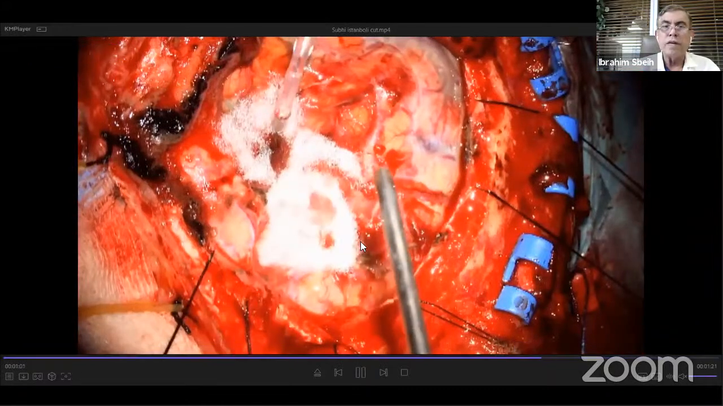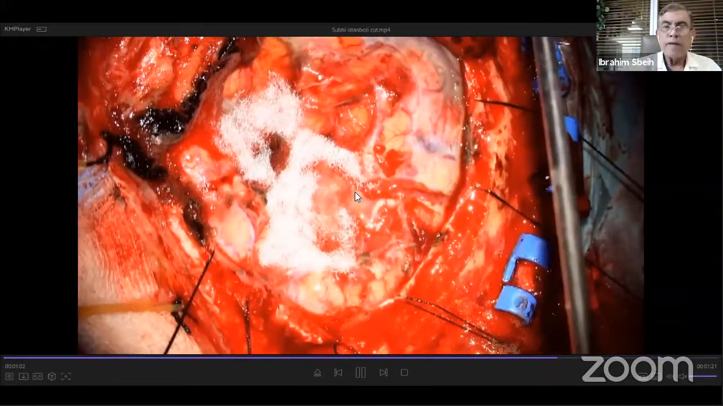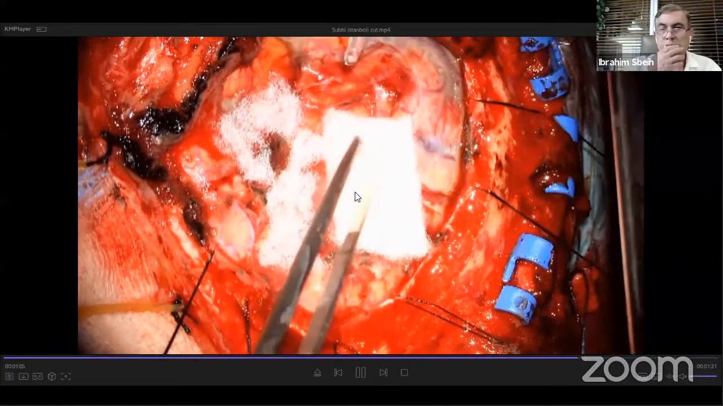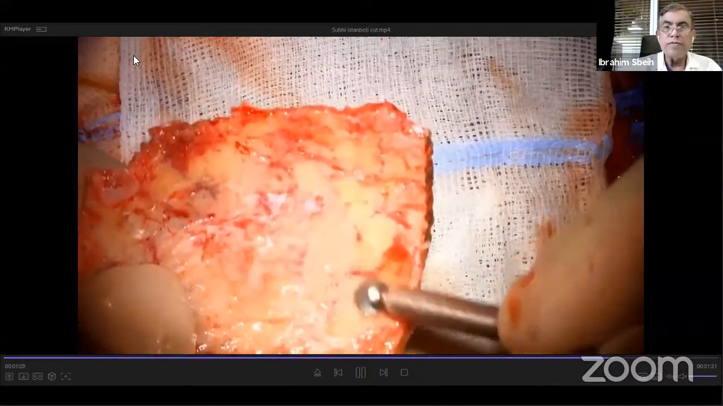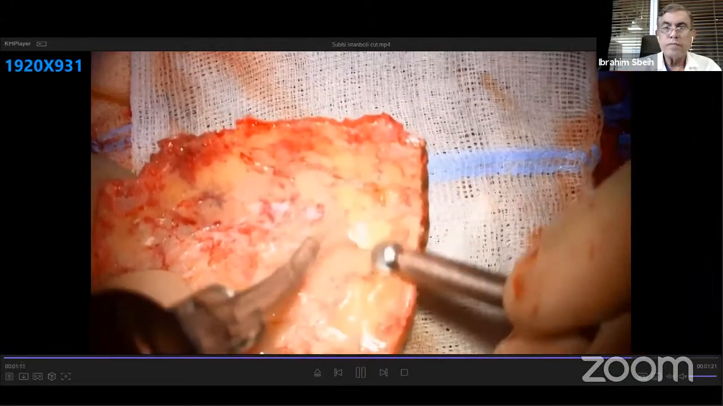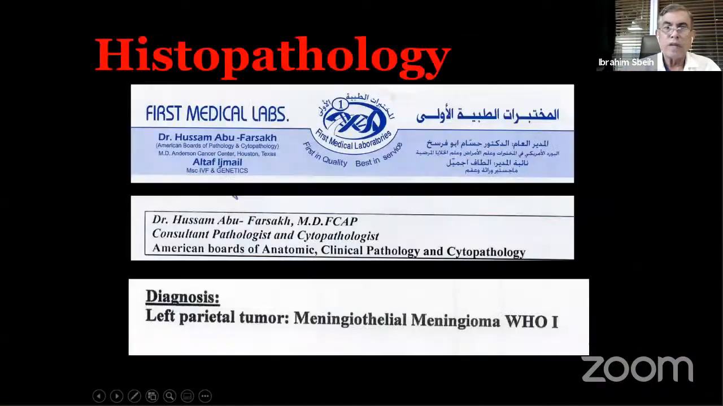And this is the end of it. Drilling the bone. Histopathology from the top: meningothelial meningioma grade 1.